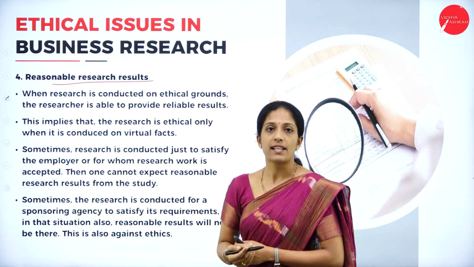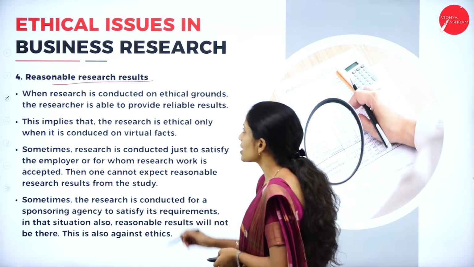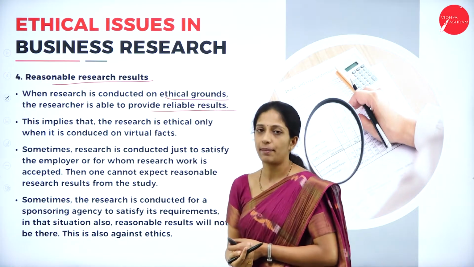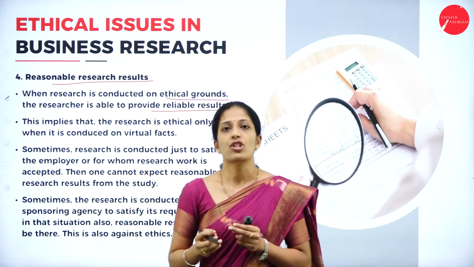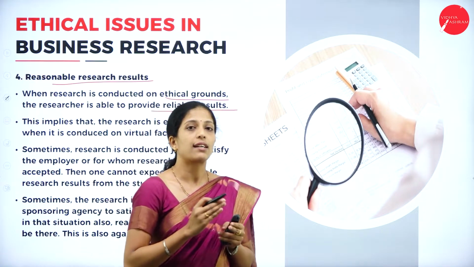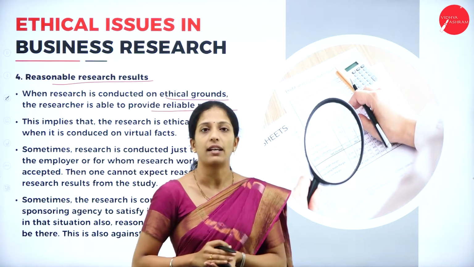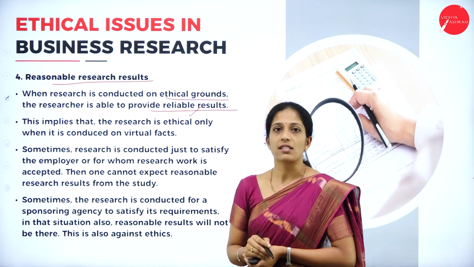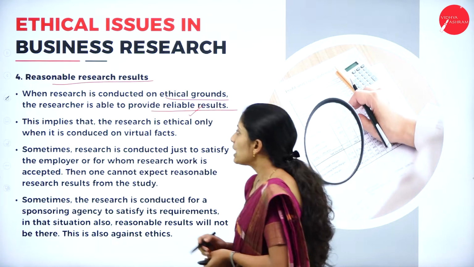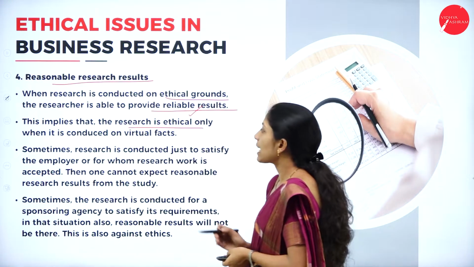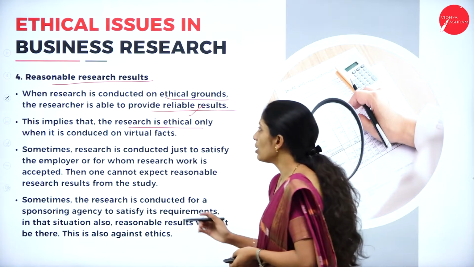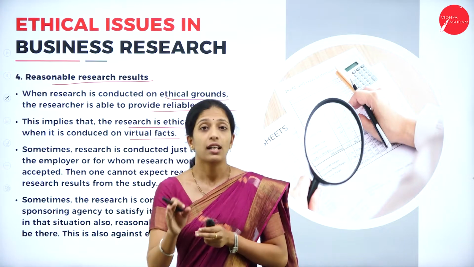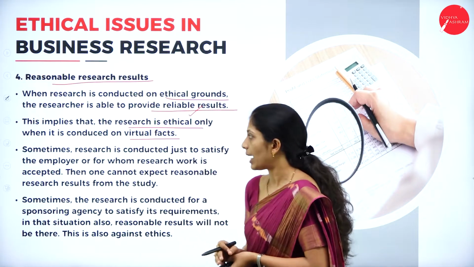Next one is reasonable research results. Now, what are reasonable research results? When research is conducted on ethical grounds, the researcher is able to provide reliable results. Of course, when the researcher conducts his research work in an ethical manner, then the data or information collected by the researcher will be reliable. This implies that the research is ethical only when it is conducted on factual grounds. So it has to be conducted on facts, in an ethical manner.